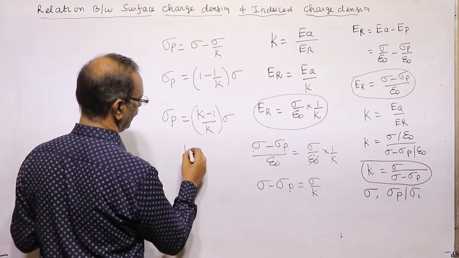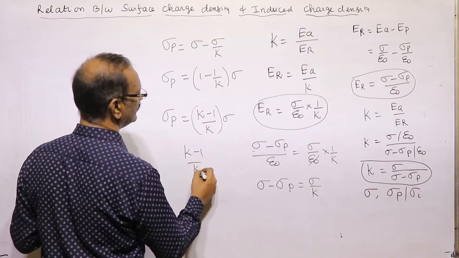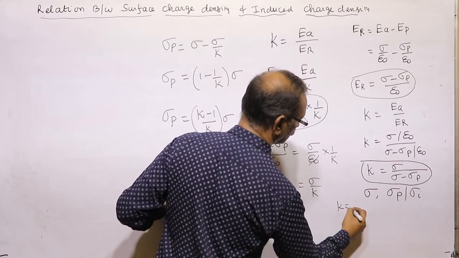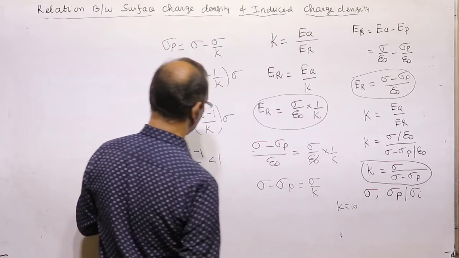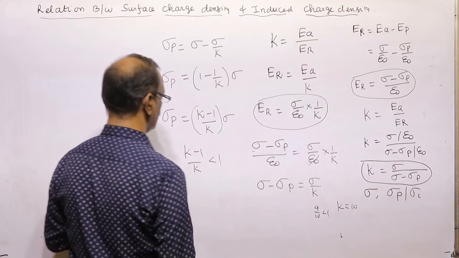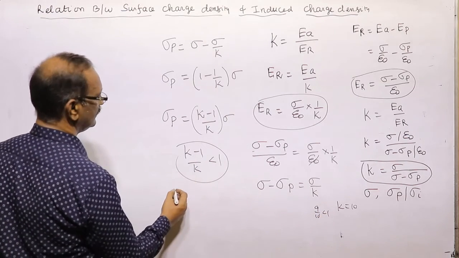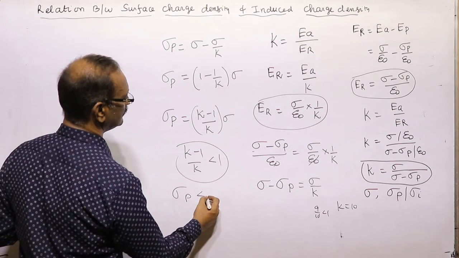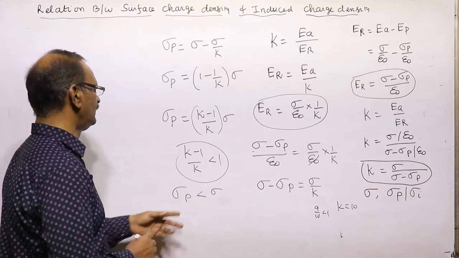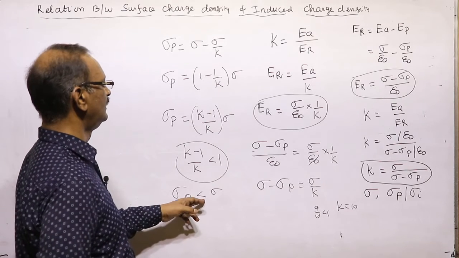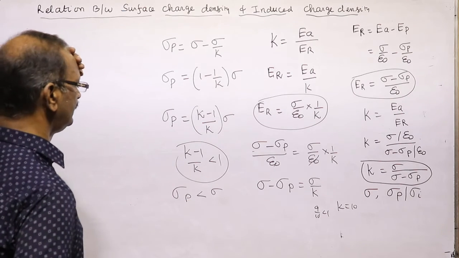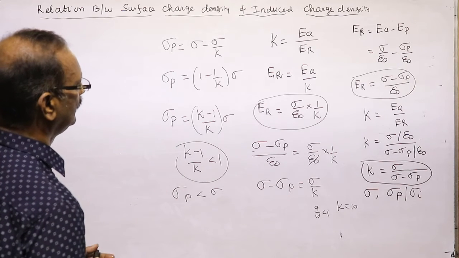We know K minus 1 by K is always less than 1, because if K is equal to 10, K minus 1 by K is 9 by 10, which is less than 1. So from here we can say sigma P is less than sigma, that is, the polarized surface charge density is always less than the surface charge density of the given applied electric field.